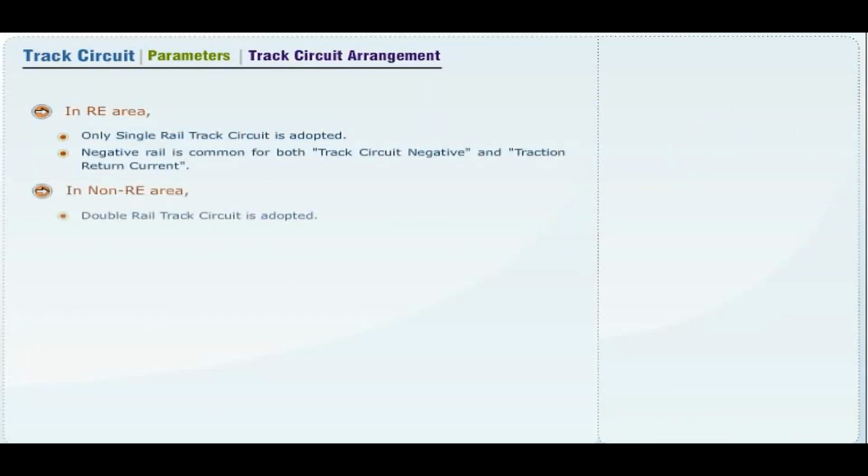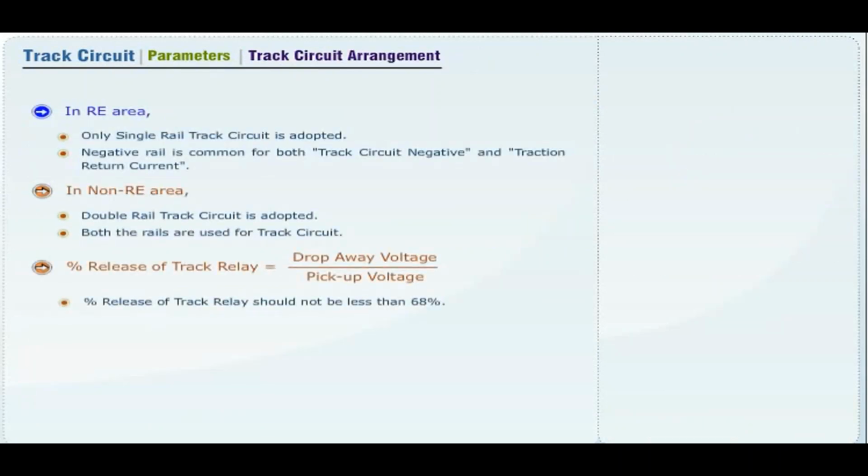Track circuit arrangement. In RE area, only single rail track circuit is adopted. Negative rail is common for both track circuit negative and traction return current. In non-RE area, double rail track circuit is adopted. Both the rails are used for track circuit.